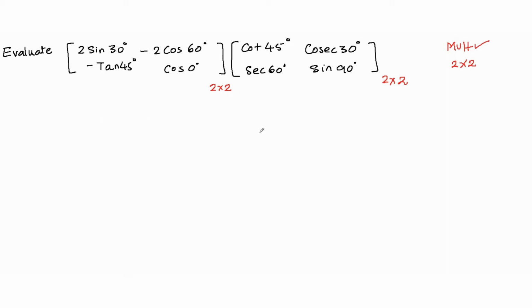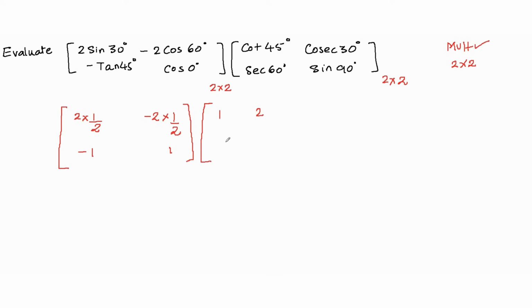So before I multiply, let me first figure out the different values, because it looks like the elements are in terms of trigonometric ratios. So let us simplify first. Let's look at the first matrix, 2 sine 30. So sine 30 is half, so 2 into half, right? Minus 2 times cos 60. Cos 60 is also half. Minus tan 45. Tan 45 is 1. And cos 0 is also 1. Right? This is the first matrix. And the second matrix is cot 45, which is 1. Cosec 30. So sine 30 is half, which means cosec 30 is 2.